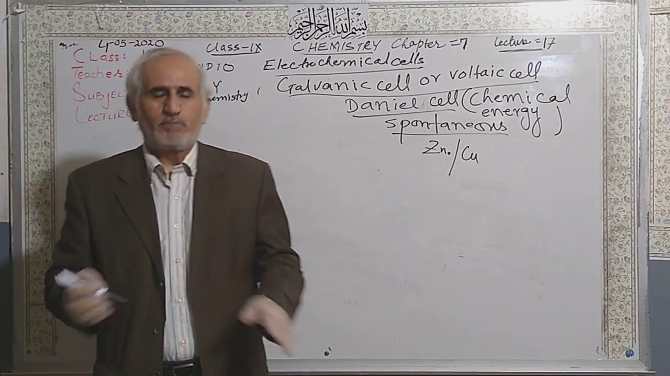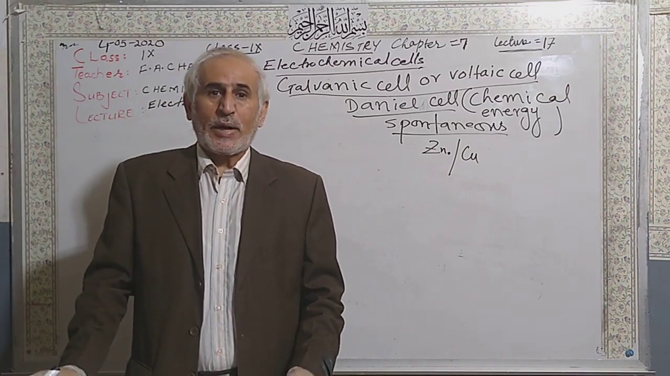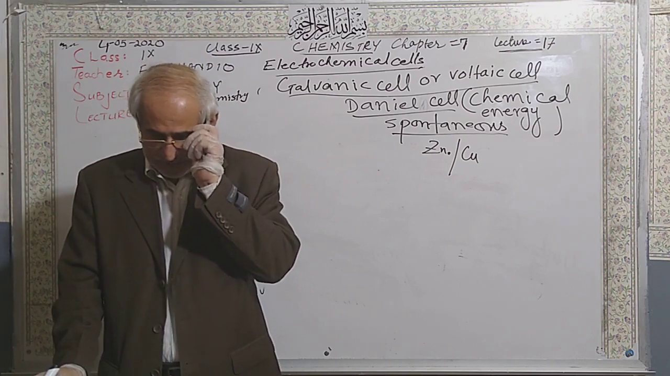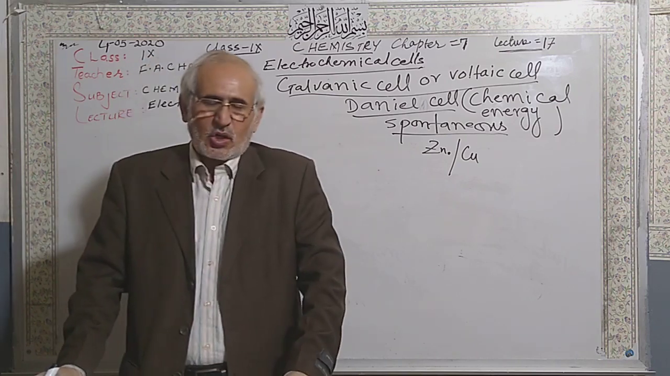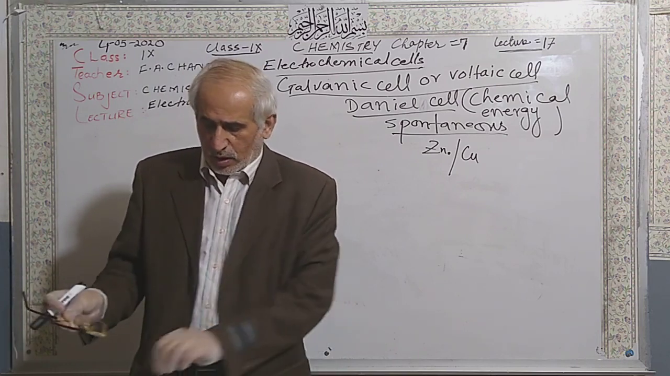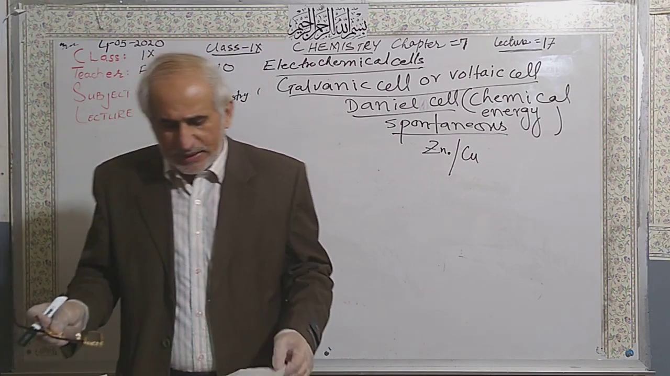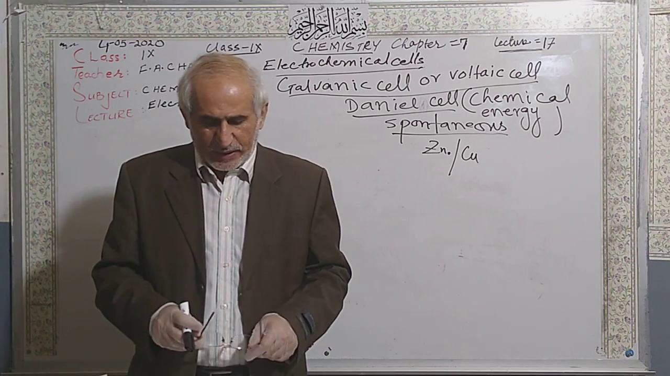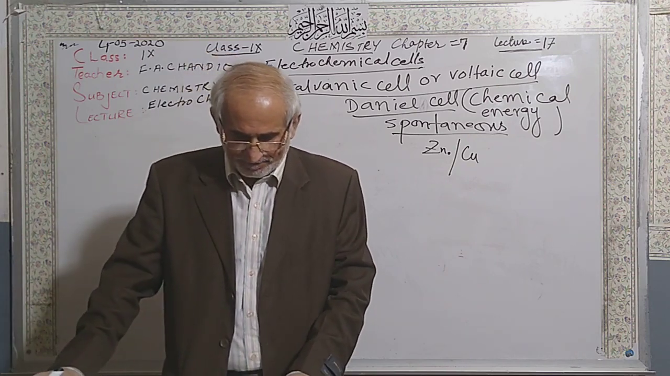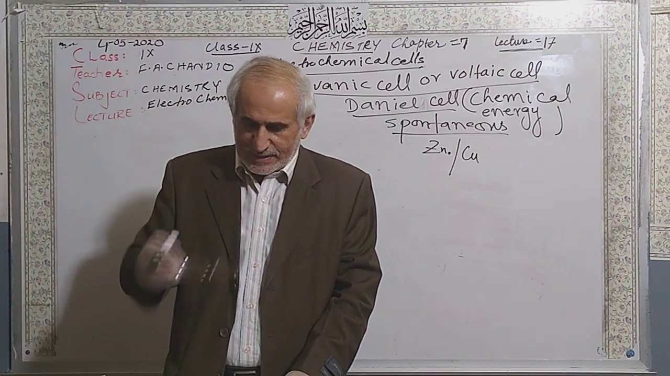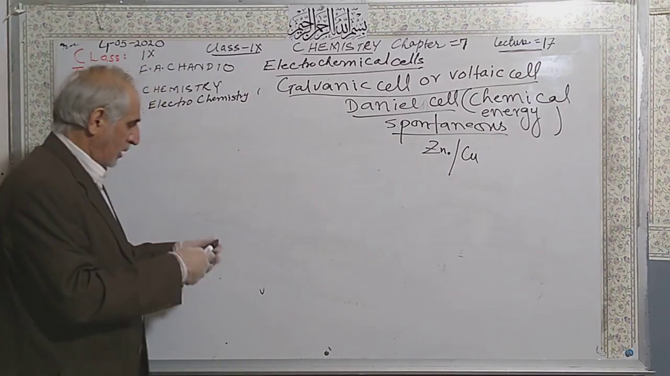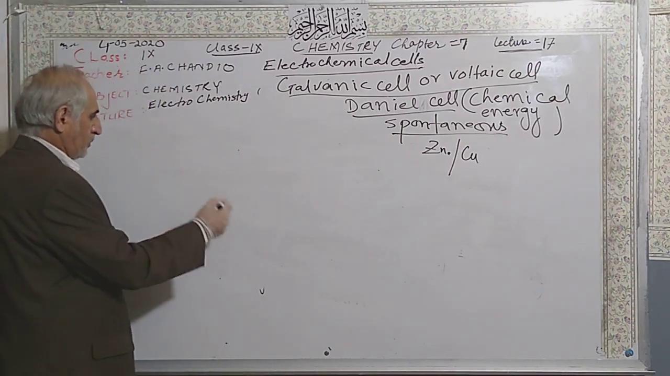zinc copper couple to explain the oxidation reduction reaction without passing electricity. That is why this is called a Daniell cell. Now the whole procedure is given and also a diagram is given here. I am going to explain how this cell works.